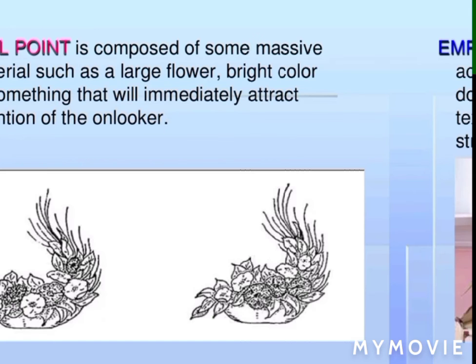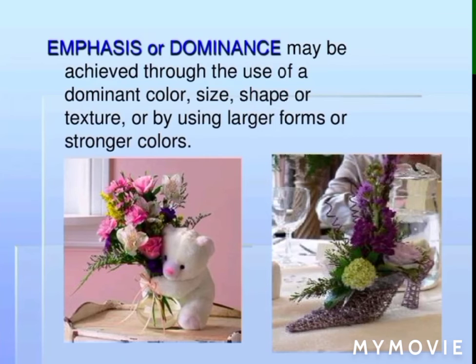The next element is focal point. This is composed of some massive material such as larger flowers, bright colors, or something that will immediately attract the attention of the viewer. Then we have emphasis or dominance. It may be achieved through the use of dominant colors, attractive or catchy colors, size, shape, or texture, or by using larger forms or stronger colors, as we can see in the pictures.